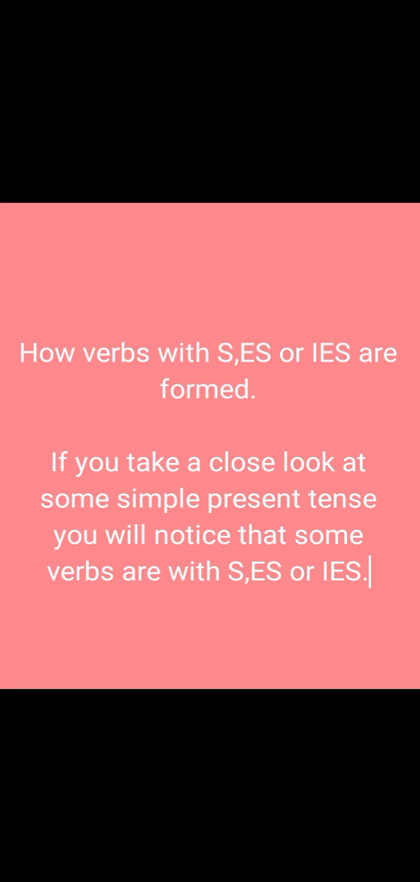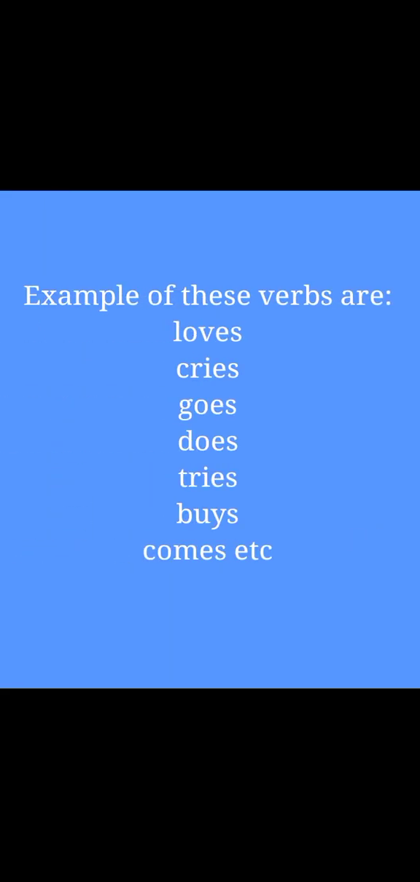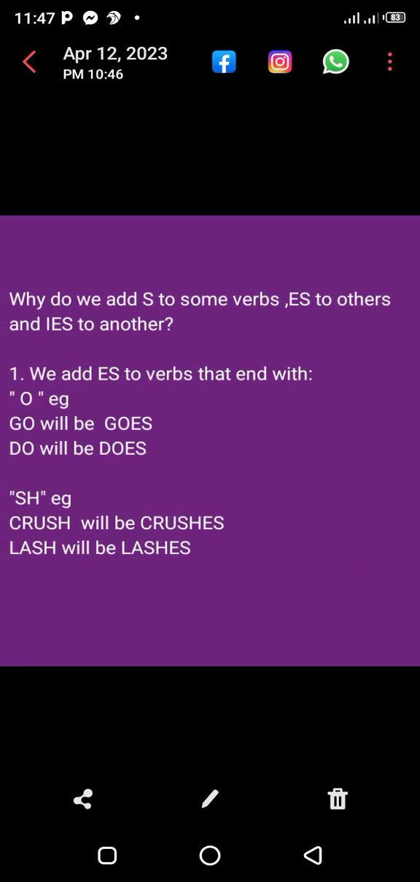Welcome to my page. In this video we are looking at how verbs with s, es or ies are formed. If you take a close look at some simple present tense, you will notice that some verbs are with s, es or ies. Examples of these verbs are loves, cries, goes, does, tries, buys, comes, and so on. Why do we add s to some verbs, es to others, and ies to others?